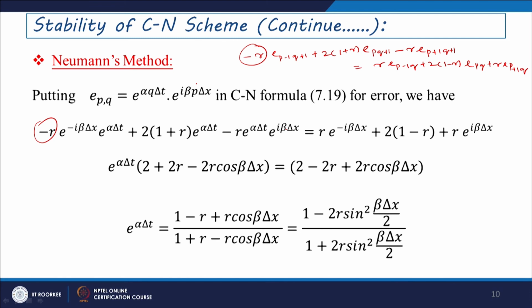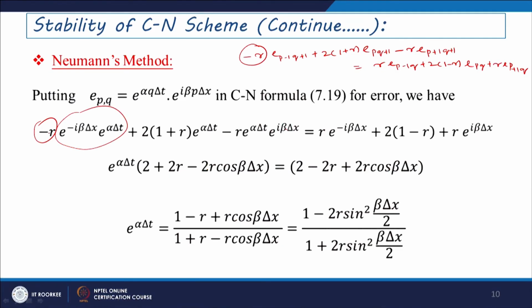Since some of these coefficients we can take from the left hand side and some of the coefficients from the right hand side as the r coefficients, they can get cancelled out. So that's why this complete formulation is taken as e to the power minus I beta delta x e to the power alpha delta for this e of p minus 1 q plus 1 term. And if you take the term for e of p q plus 1, it is taken in the form of e to the power alpha delta here.